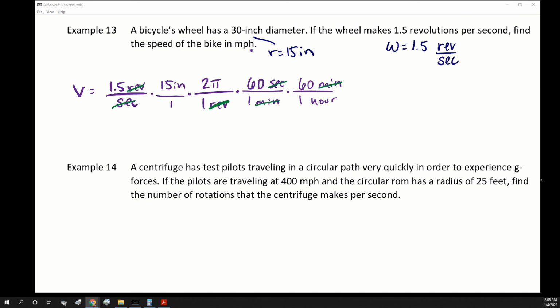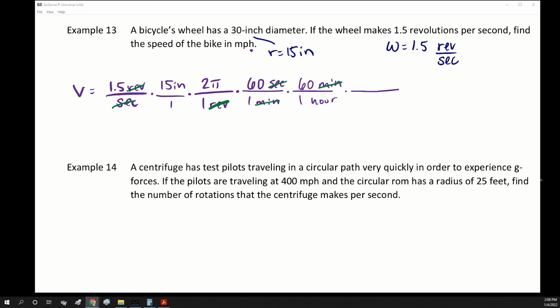All right, getting a little closer. So now we would have our answer in inches per hour. So we got hours. Now we need to change inches to miles. Now I personally do not know how many inches are in a mile, but I do know how many inches are in a foot. And I also know that since inches is in the numerator here, I'm going to want to put inches in the denominator here.